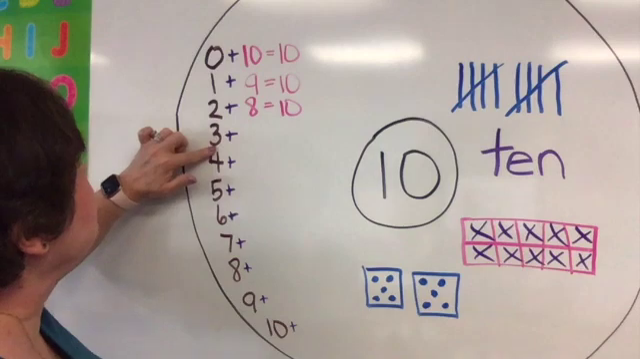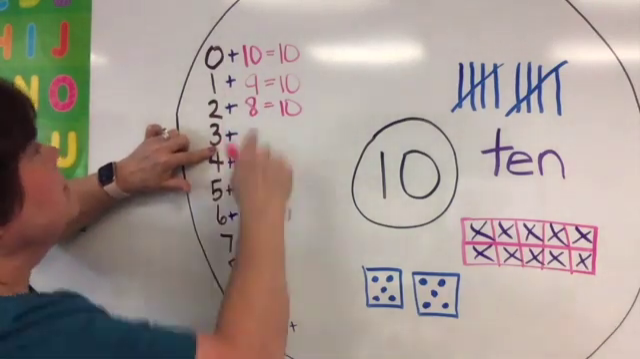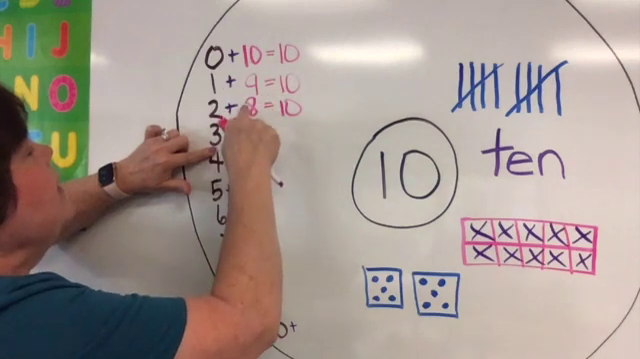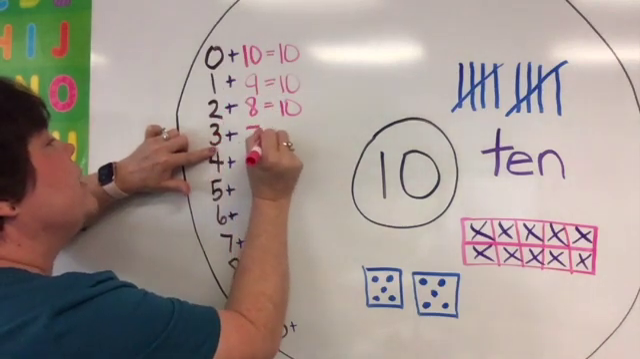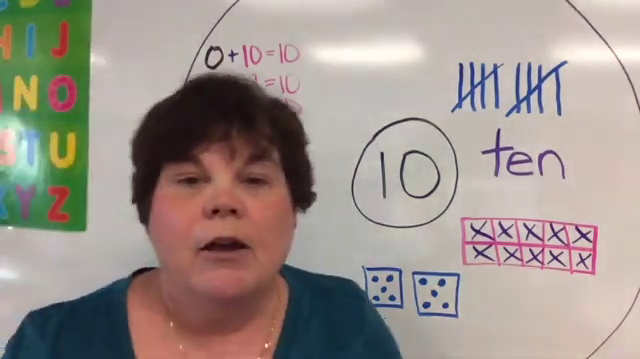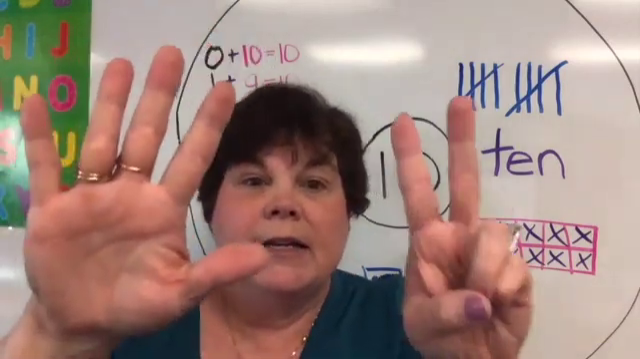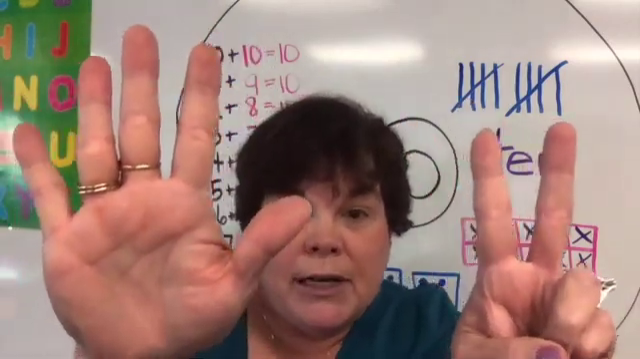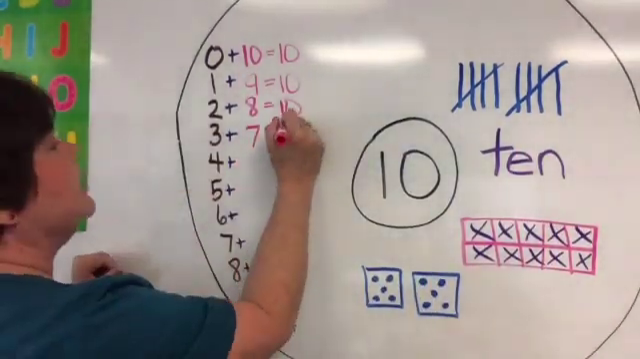So let's look at this. 3. What would you think would be the number that would come next? 10, 9, 8, 7. We're counting backwards. So let's double check and count from 3, 4, 5, 6, 7, 8, 9, 10. How many more did we need? 7. So our pattern is working correctly.